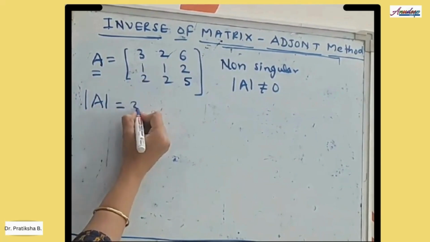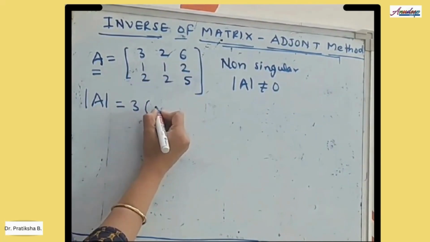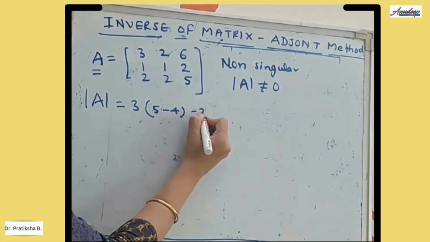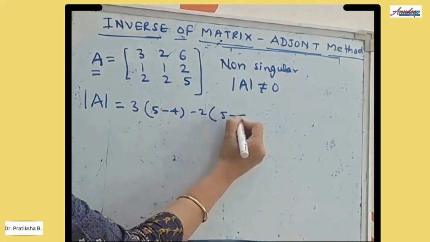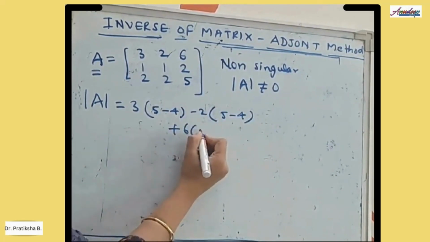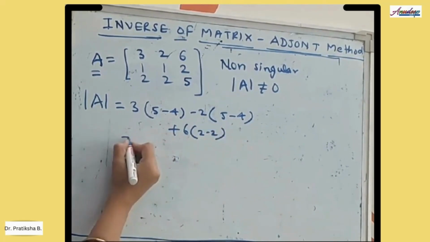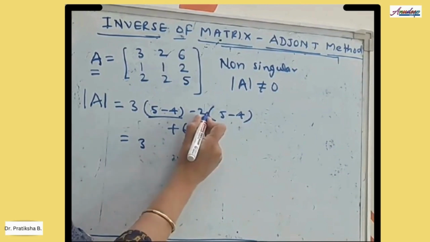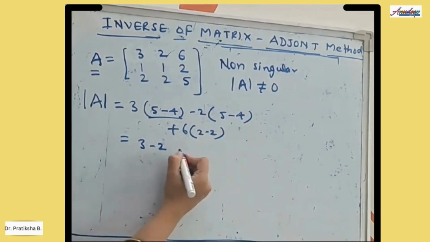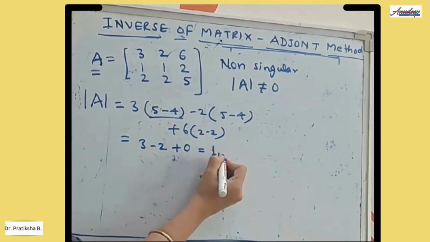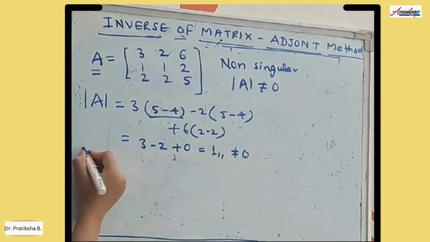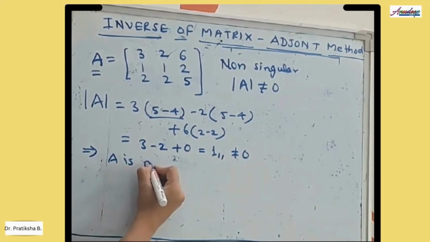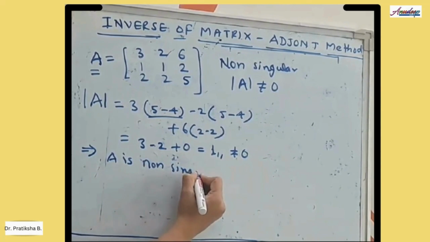And as you know, it will be 3 into (1 minus 1 into 5) minus 2 into (5 minus 4) plus 6 into (2 minus 2). That is 3 into (5 minus 4), which is 1, that is 3. Here it is minus 2 into again 1, that is minus 2, plus 0, that is equal to 1. And 1 is not equal to 0, which implies A is a non-singular matrix.